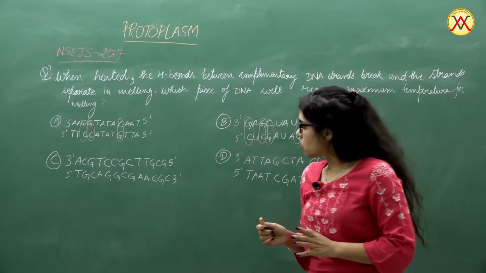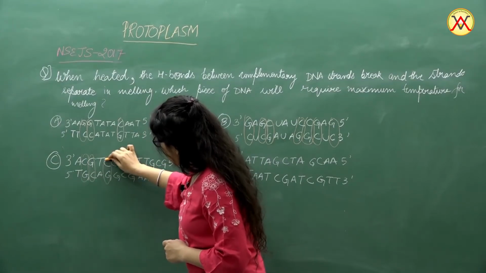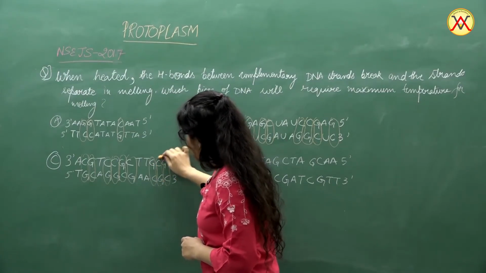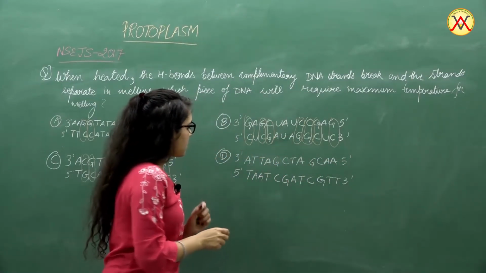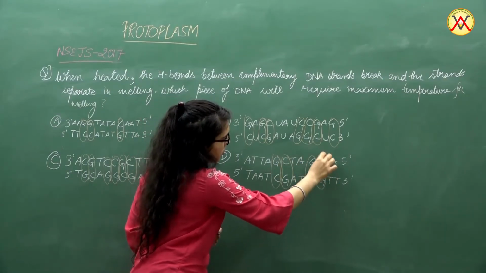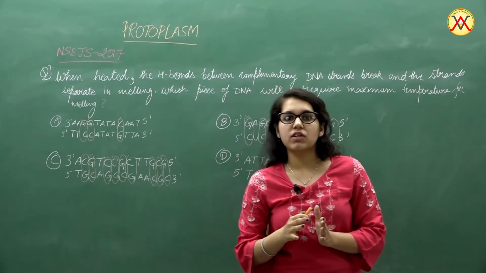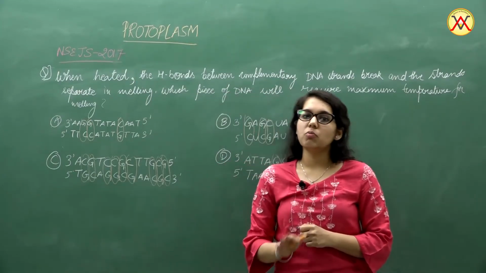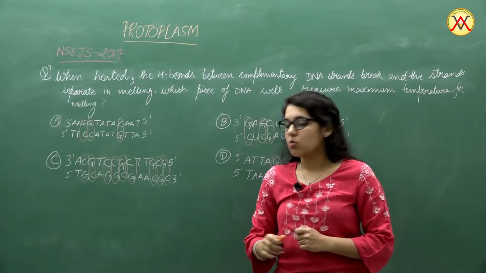When we see the third option, we mark the GC content. Here 1, 2, 3, 4, 5, 6, 7, 8 and 9. So here we have 9 pairs of guanine and cytosine. And when we see the last option and mark the GC content, here we have 1, 2, 3, 4. So when we see the amount of GC content in all 4 strands of DNA, the maximum amount is found in option C. So maximum temperature will be required to break this strand of DNA as compared to the other strands. So the answer for this question will be C.